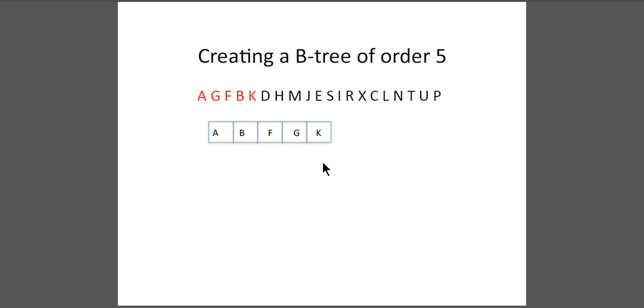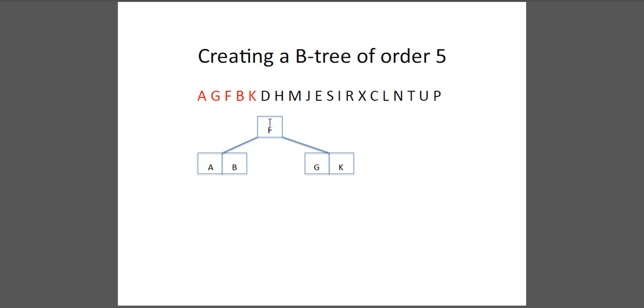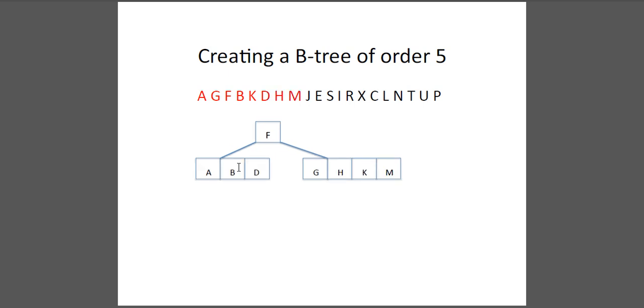We have split it in the middle, so F is the middle one, and F becomes the root here. A B goes to the left-hand side, Z K goes to the right-hand side. Now the next value is D. D is smaller than F, larger than B, so it can be placed on the right-hand side of B.